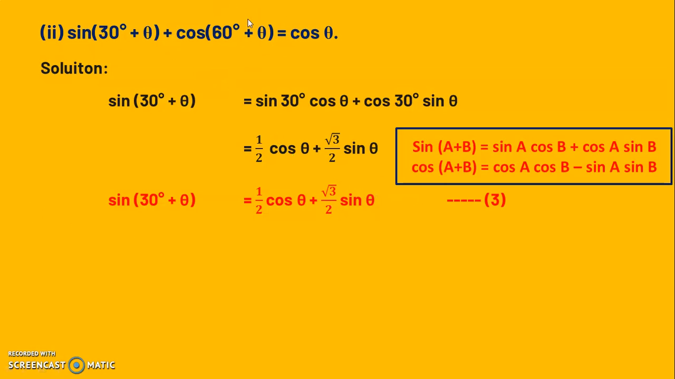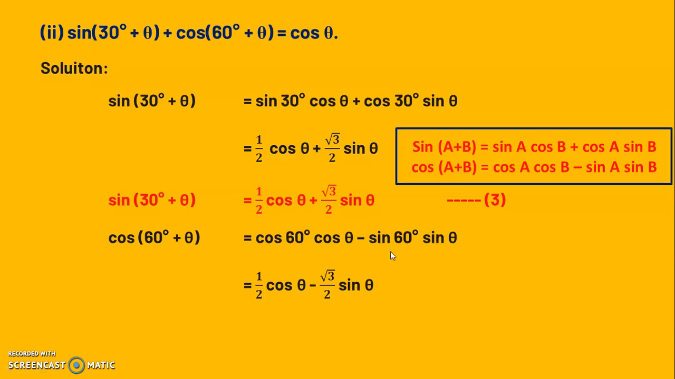Okay. So then we will find the second term, that is cos(60° + θ). So cos(60° + θ) is cos a cos b first, where cos a is cos 60° and cos b is cos θ, minus sin 60° sin θ. Okay. So now we have the values for cos 60° and sin 60° from the trigonometry table. Your cos 60° is 1 by 2 and your sin 60° is root 3 by 2. So that is 1 by 2 into cos θ minus root 3 by 2 into sin θ. Okay. So cos(60° + θ) is 1/2 cos θ - (√3/2) sin θ. So this is your equation number 4.